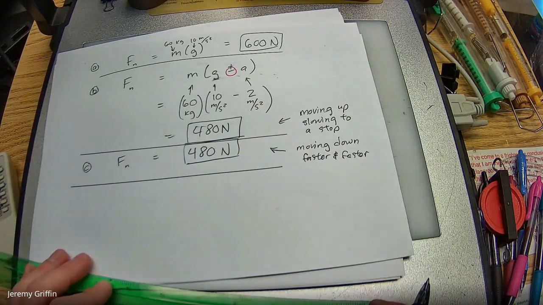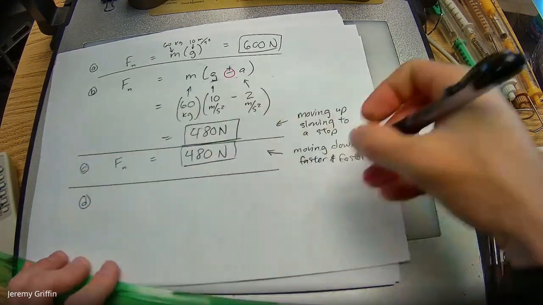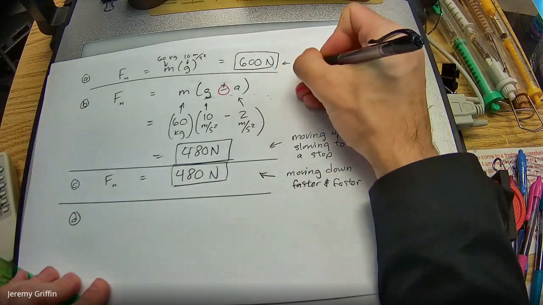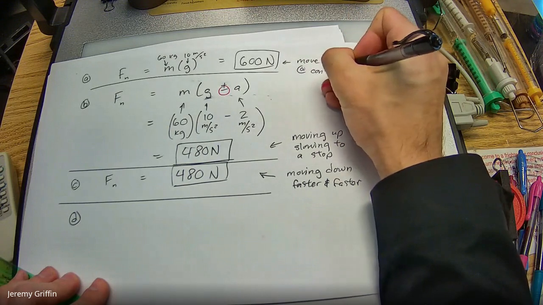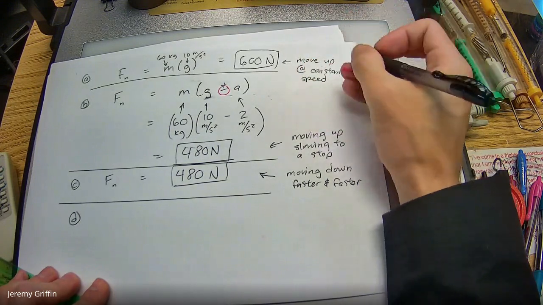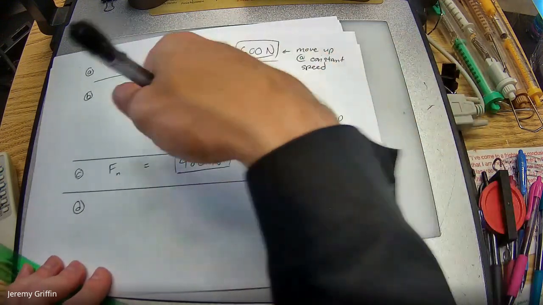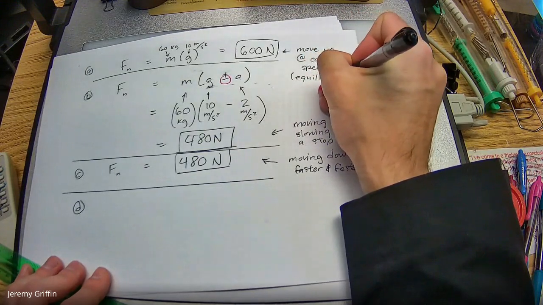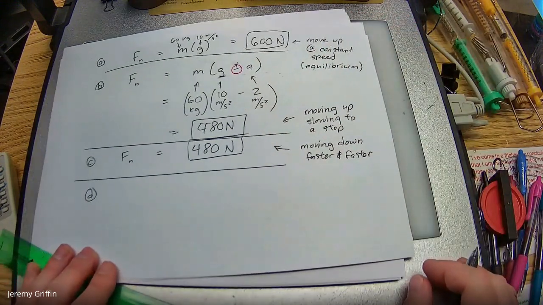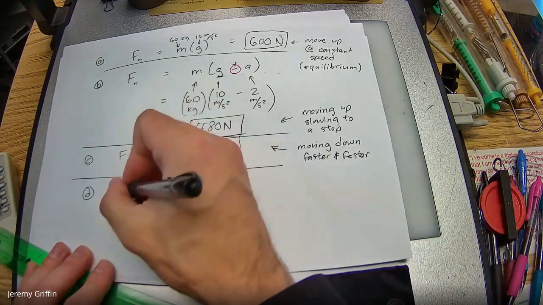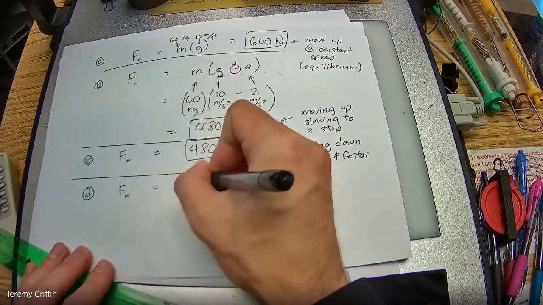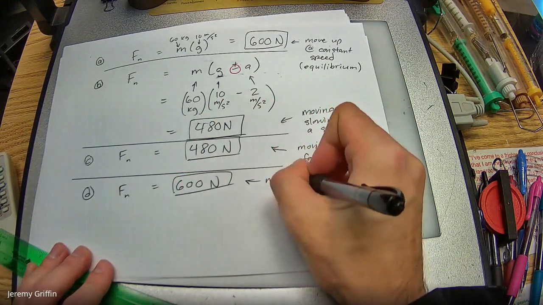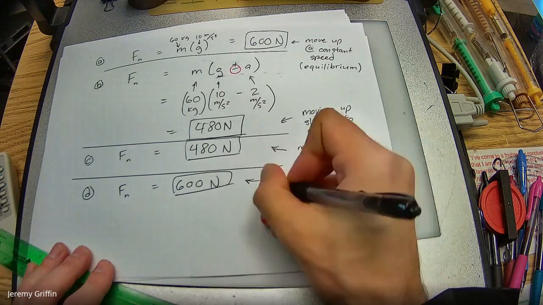Part D says moves downward at constant speed. Well, we already did moving upward at constant speed. And we said constant speed means zero acceleration. That's why it boiled down to that. This is equilibrium. It would also be the scale reading if he was just at rest. Same story right here. So the normal force reading is going to be 600 newtons for moving down at constant speed.